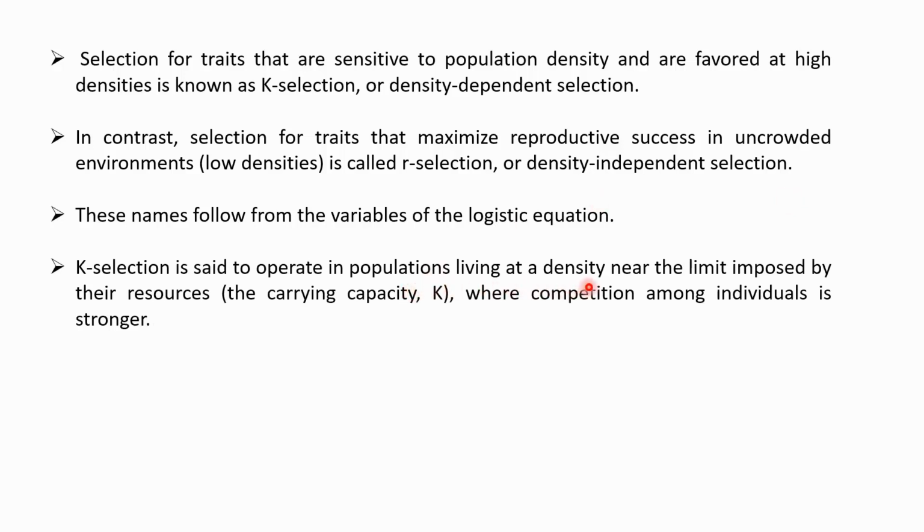K selection is said to operate in populations living at a density near the limit imposed by their resources, that is the carrying capacity K, where competition among individuals is stronger. So basically, the names K selection and R selection arrive from the words we used earlier, that is the carrying capacity, K. K selection, where the traits are sensitive to population density and are favored at high densities, is said to operate in populations that have reached or are about to reach their carrying capacity. Obviously, when the population is near its carrying capacity, the competition among the individuals will be stronger.